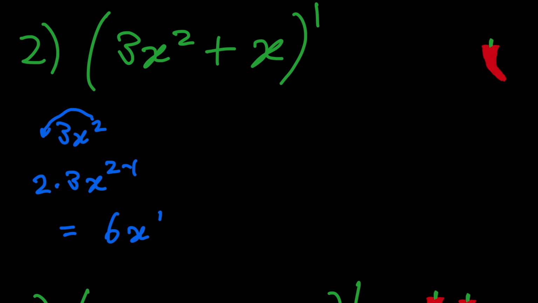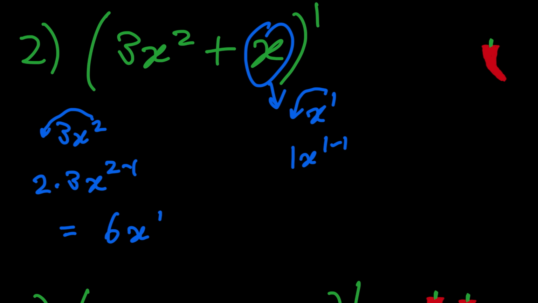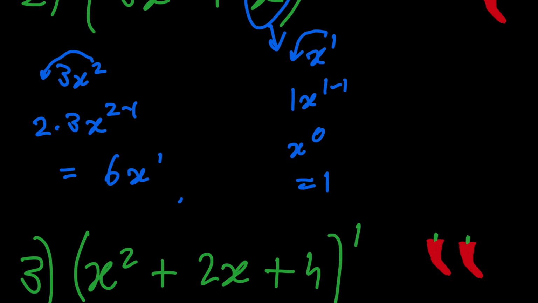And then over here I can do the same thing with my x. So it's x to the power of 1. I bring my 1 down, so it's 1x to the power of 1 minus 1, which is x to the power of 0. And the thing is, anything to the power of 0 will always be 1. So my final answer here would be 6x plus 1.